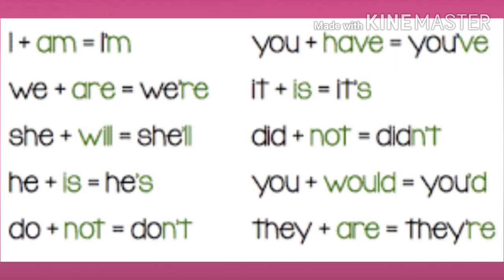Let's see the remaining examples. We are, we're. She will, she'll. He is, he's. Do not, don't. You have, you've. It is, it's. Did not, didn't. You would, you'd. They are, they're.